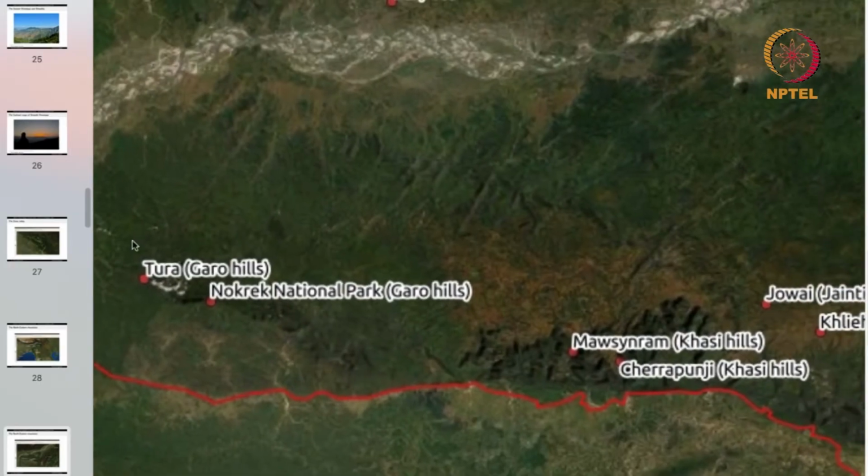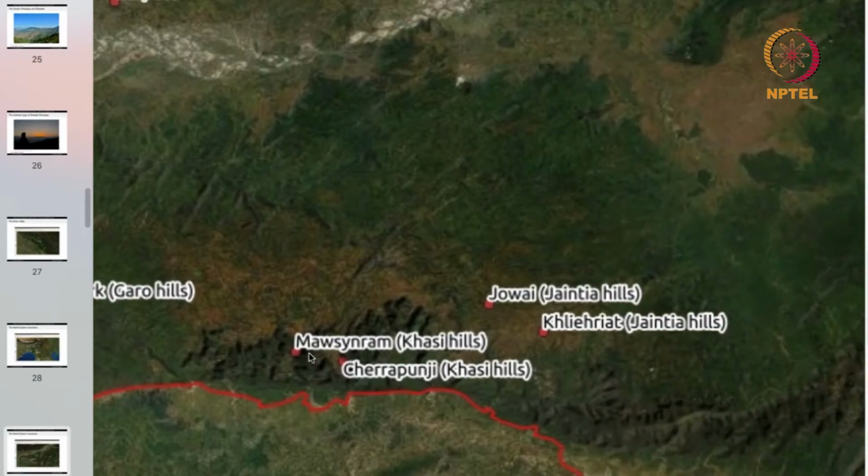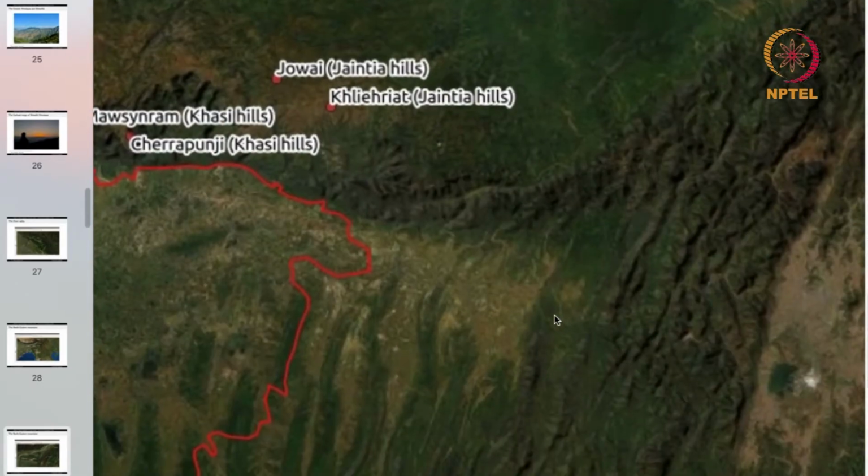Next, if we look at the Meghalaya portion, we find Garo Hills. This is Tura, this is Nokrek National Park in Garo Hills. This is Mawsynram, which is the location that gets the highest amount of rainfall in the whole world, and this is a part of Khasi Hills. Cherrapunji, which earlier held the record, is also close by. To the east of the Khasi Hills, we have the Jaintia Hills with places like Jowai.